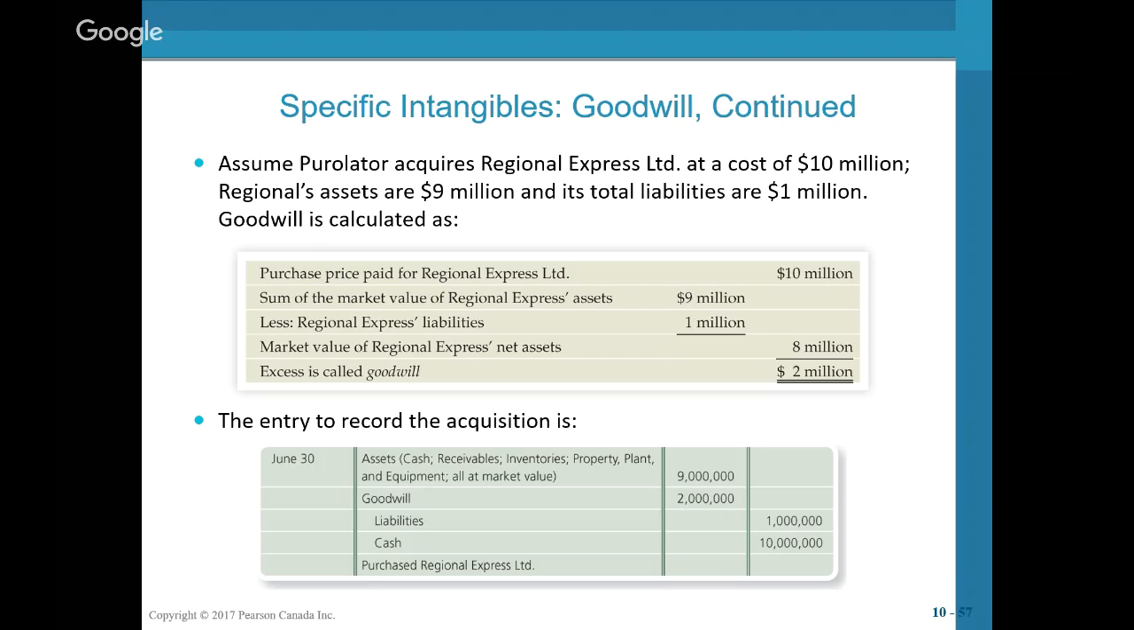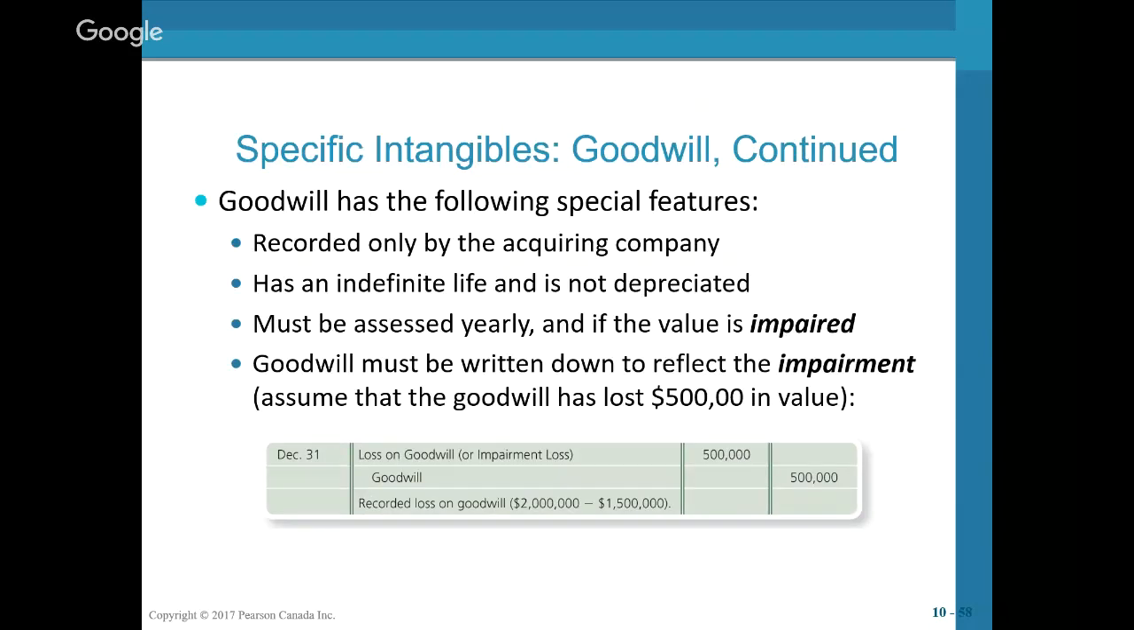Right? So when Facebook goes out and they buy Instagram for several billion dollars, part of that is because they believed that the future benefit of Instagram was a lot more than what they paid. Goodwill is only recorded by the company that acquires another company.